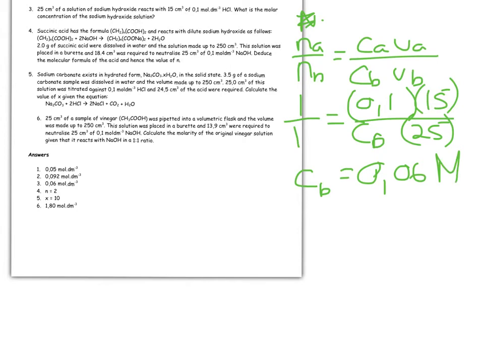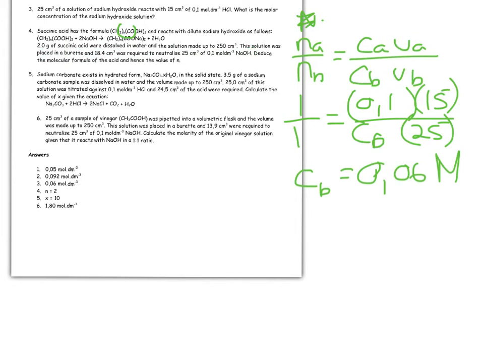Then we've got succinic acid, and it has this formula, but there's a little problem with the formula, and that is this n over here, and it reacts with dilute sodium hydroxide as follows. Good news is that it is a 1-to-1 ratio, oh no, it's not, it's a 1-to-2 ratio, so keep an eye on that. And then I'm given a number of grams of the acid that's dissolved in water. So this is a whole lot more complicated than the standard stuff that we've been dealing with up until now.